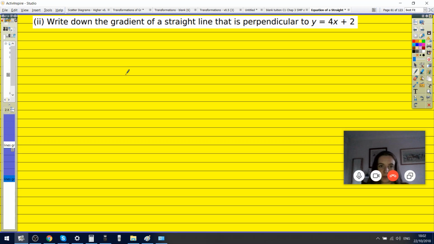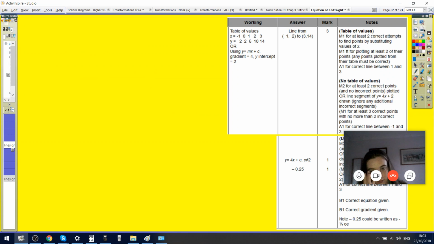I can't remember it. Okay, so if two gradients are perpendicular, when you multiply them, you get minus 1. And so 4 times what will give you minus 1? Any ideas? Minus 0.25. Yep. And that is minus 1/4. Another way to write 4 is 4/1. And so you flip the fraction and change the sign. And that will always work. Okay. So that's an exam question. Most of these are.